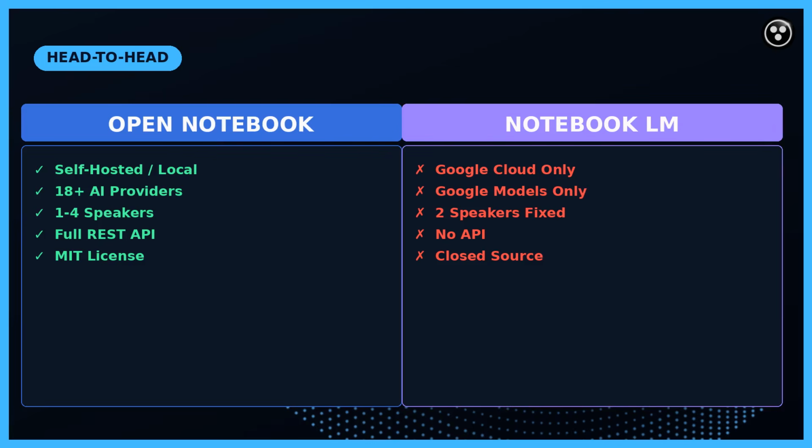Cost. You pay only for the AI usage you choose. NotebookLM is a Google subscription. Open Notebook is MIT licensed and fully customizable. This is not even close.